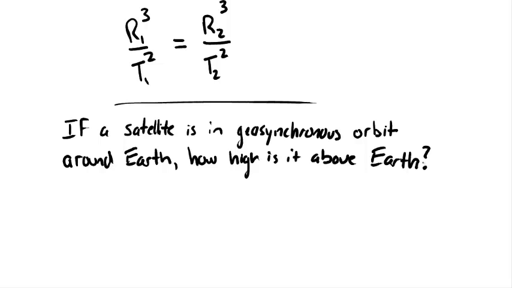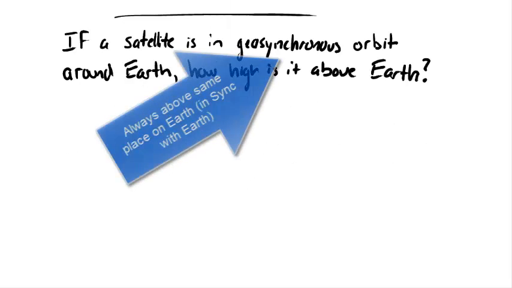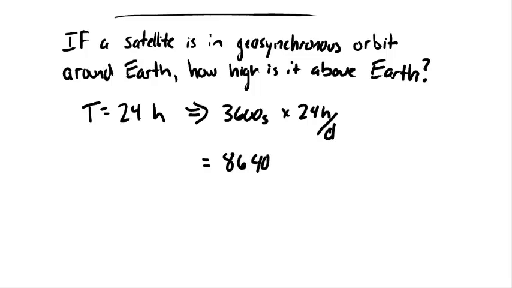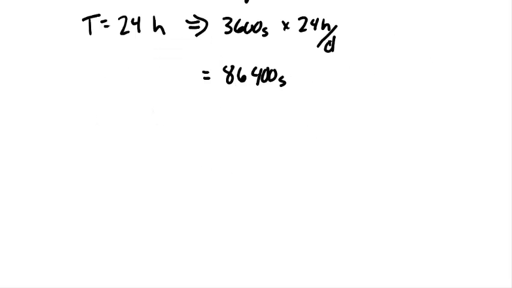If a satellite is in a geosynchronous orbit around Earth, how high is it above Earth? This means the satellite's period is going to be 24 hours. It takes the same time as Earth does to spin around. And so if we want to put this into seconds, then 3,600 seconds per hour times 24 hours per day, we get 86,400 seconds. So now we'll compare it to another object going around the Earth, which would be the moon.